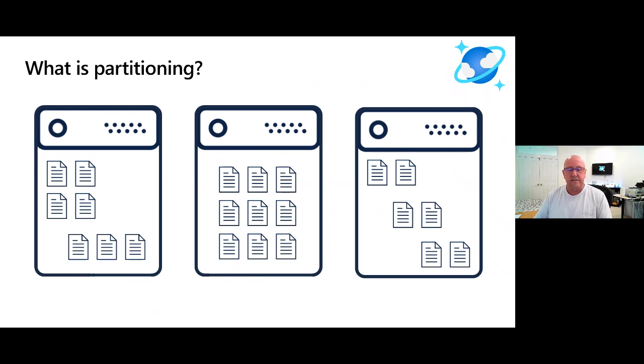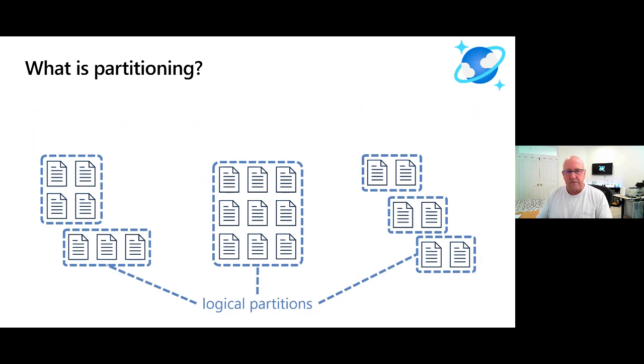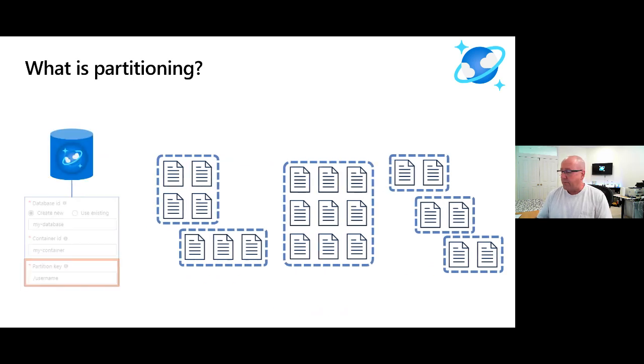Now, technically, we're not really assigning documents to servers. Instead, these documents are being written to logical partitions. And it's these logical partitions that sit on different physical servers. And depending on the size of them, we'll move them around and split them, just so that they can fit within each different physical partition. So from a user's perspective, you don't really need to care about the underlying physical server. The only thing you need to know is these different logical partitions. So how do you decide which logical partition a document should go to? Well, that's where the partition key comes in.